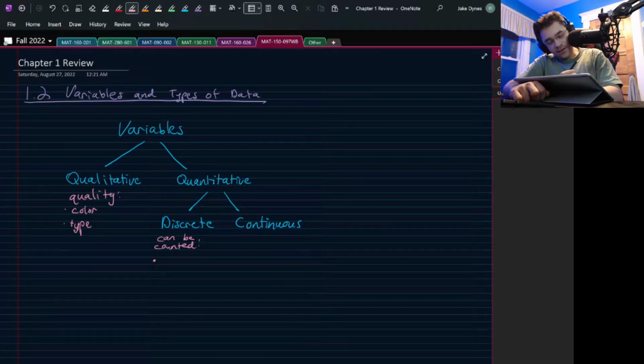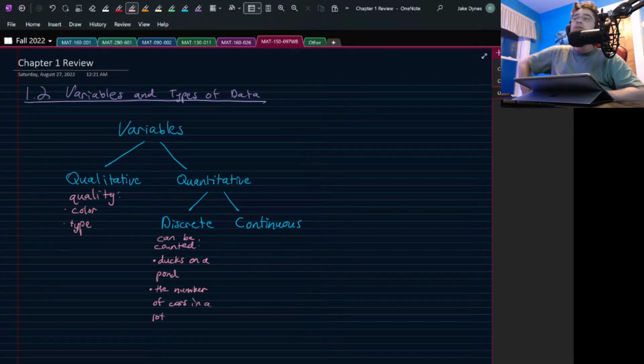This would be things like the number of ducks on a pond, for example, or how about the number of cars in a lot? Right, you can't have a fractional amount of ducks on a pond. You can't have a fractional number of cars in a parking lot, right? If somebody asks you how many ducks are in that pond, it's going to be 3 ducks, 4 ducks, 5 ducks. It's not going to be 3.5 ducks. It's not going to be 3.25 ducks. Nothing like that. That's what it means for it to be discrete.